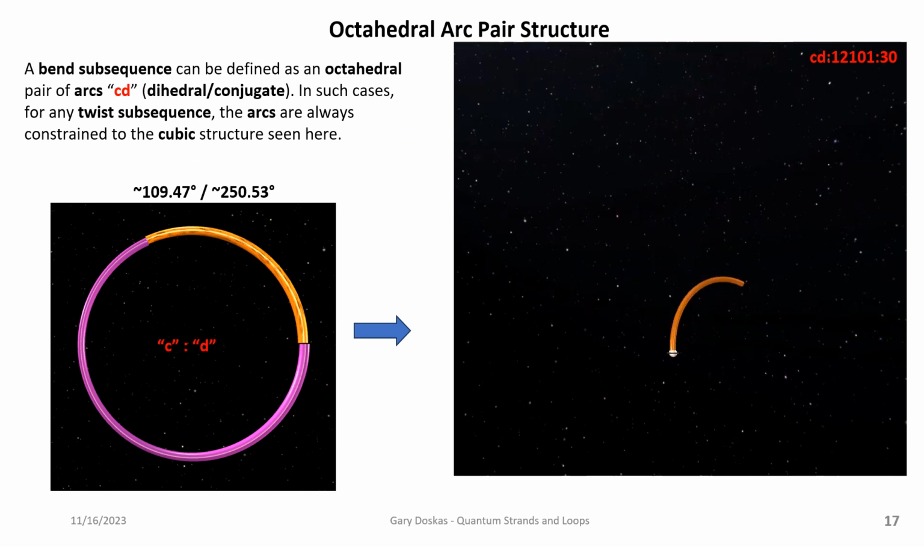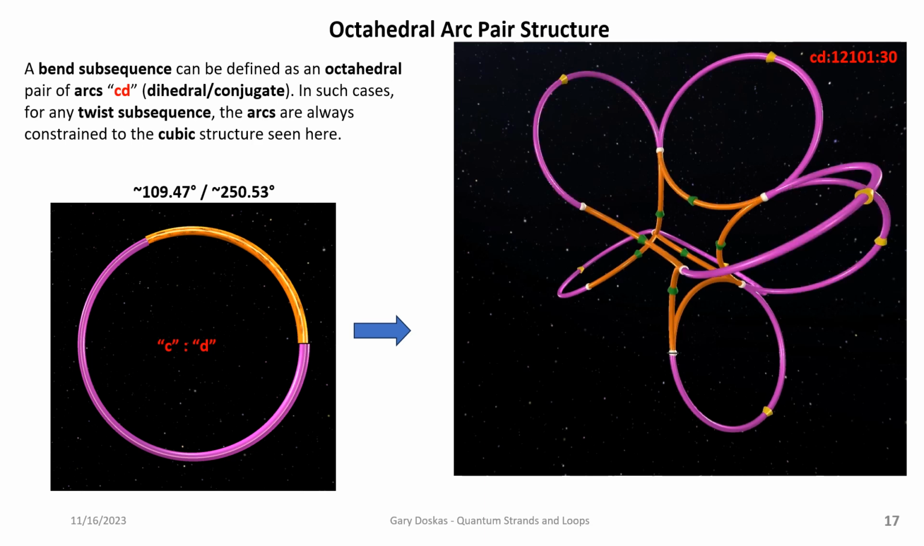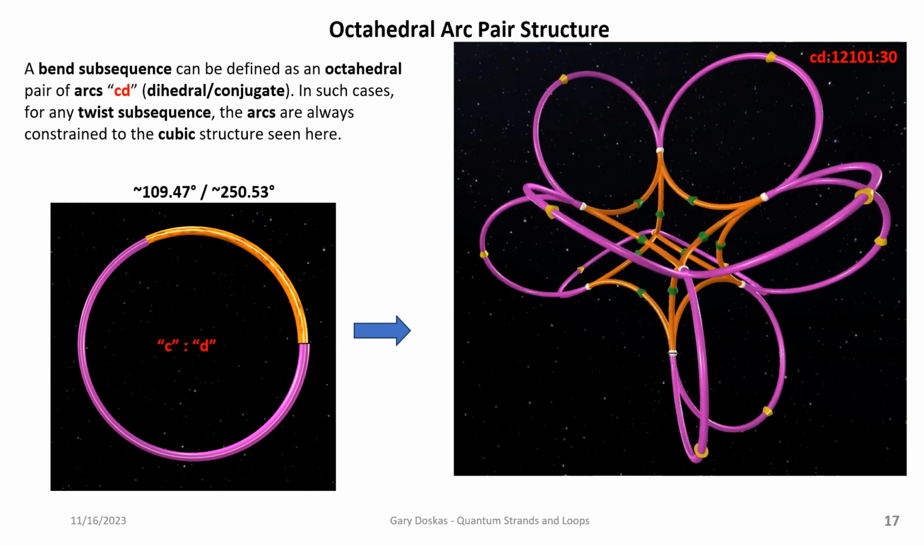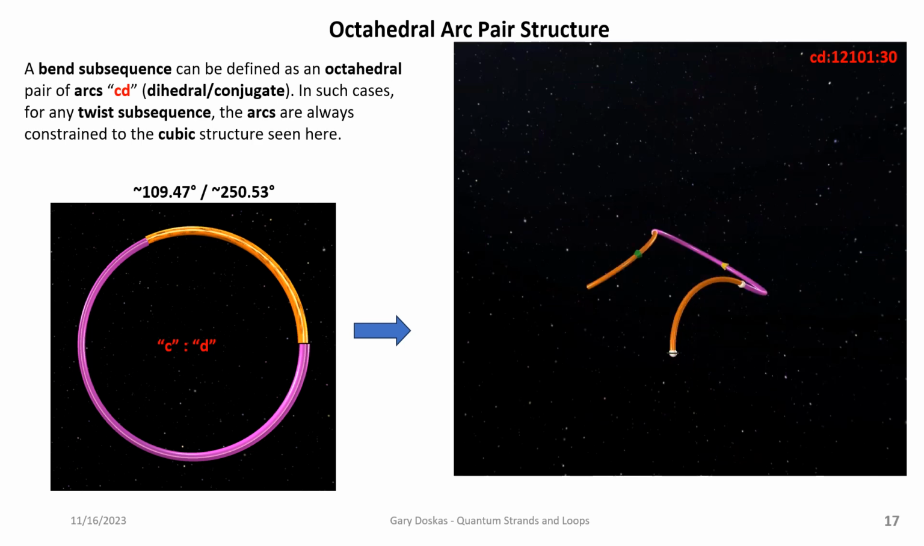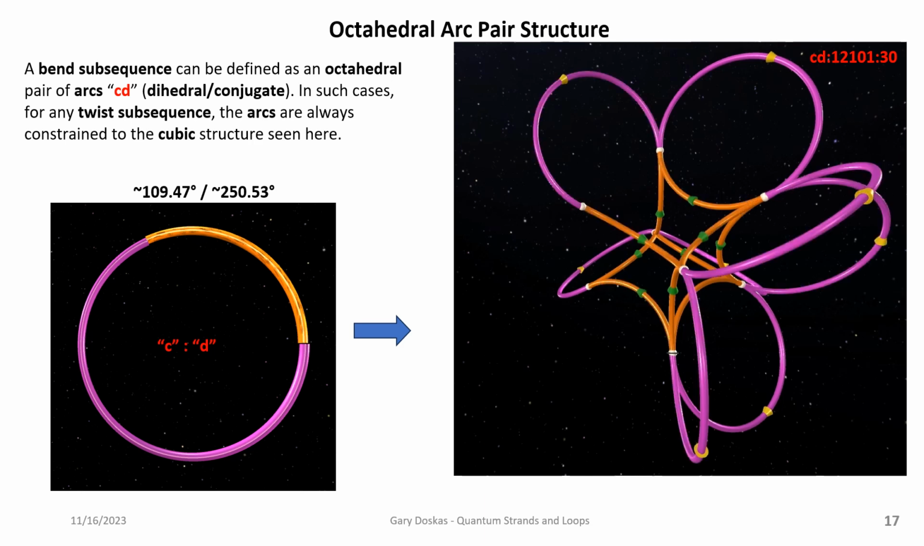Octahedral arc pair structure. A bend subsequence can be defined as an octahedral pair of arcs, CD in the example, which is the dihedral and conjugate angles of the octahedron. In such cases, for any twist subsequence, the arcs are always constrained to the cubic structure seen here.